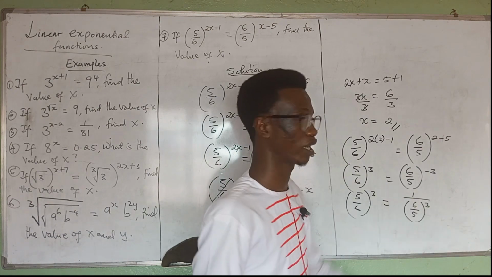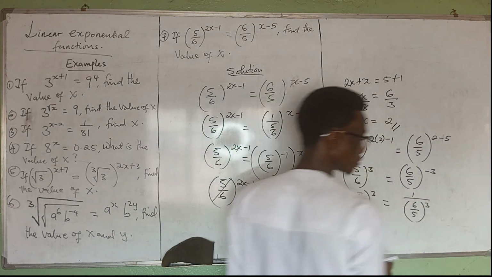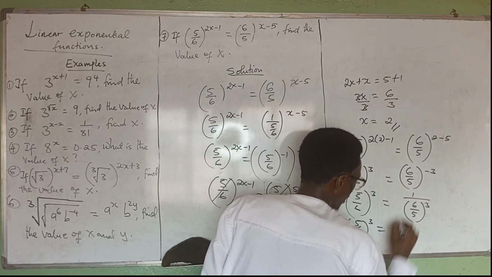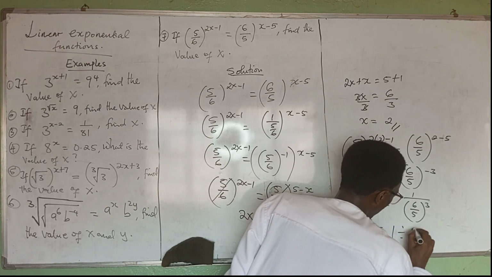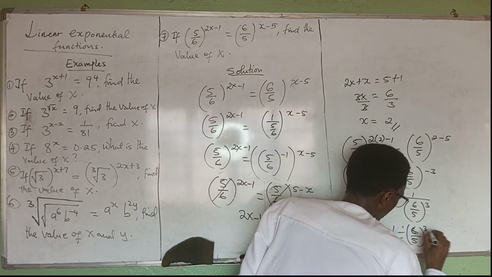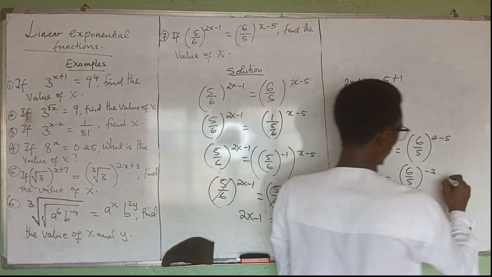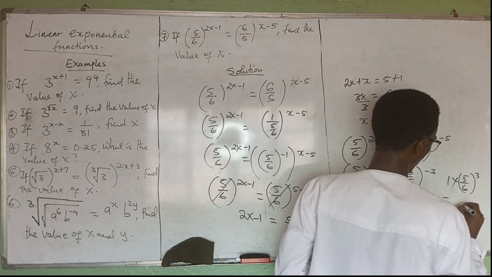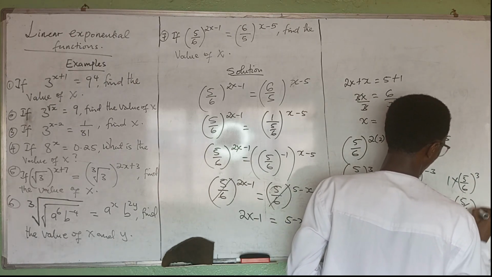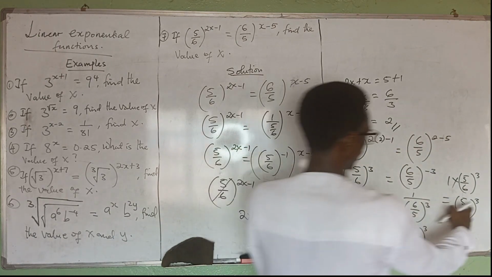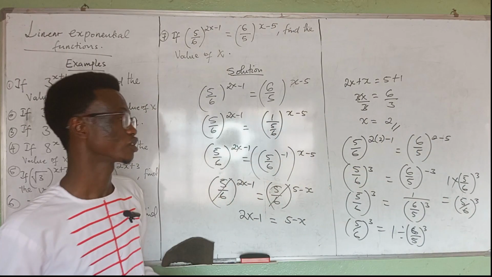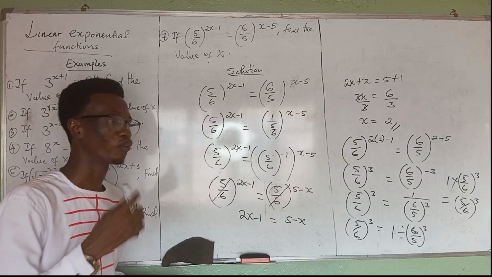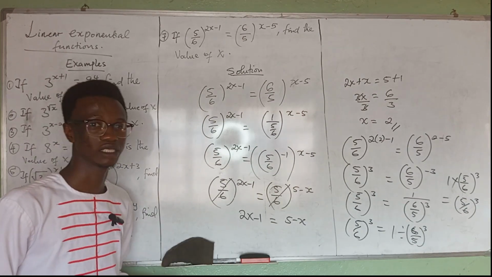Remember, 1 raised to the power 3 is the same as 1. So the left-hand side is (5/6)^3, and the right-hand side becomes 1 divided by (6/5), all raised to the power 3, which is 1 multiplied by 5/6, all raised to the power 3. That is the same as (5/6)^3. So you see that the left-hand side equals the right-hand side. That's the only challenging area, changing the base, and once you are done, everything else becomes so simple.